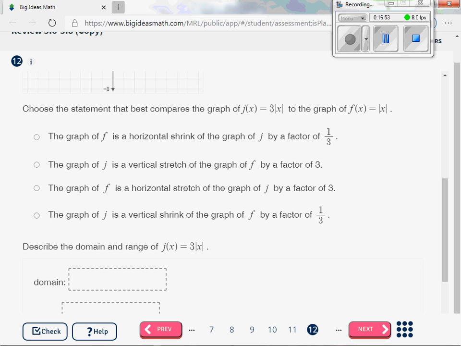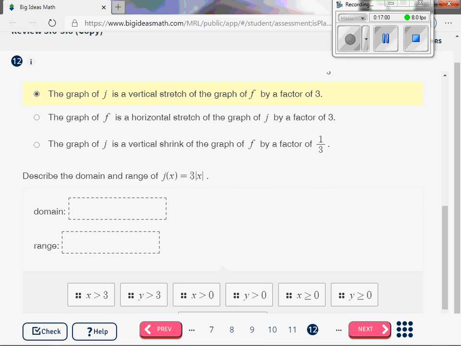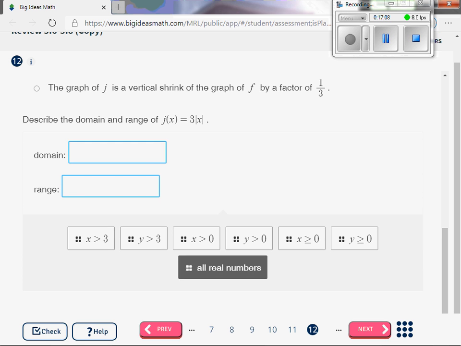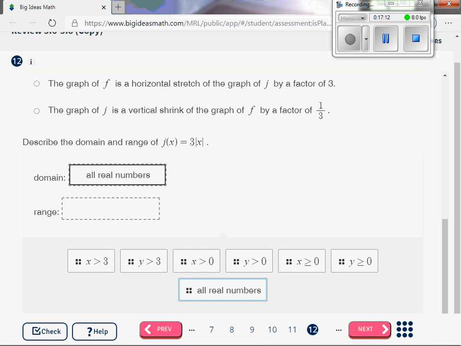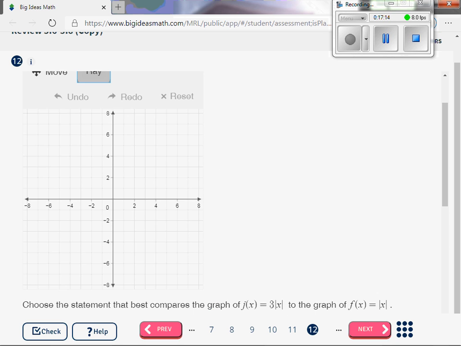Vertical or horizontal, vertical stretch or vertical shrink? It would be a vertical stretch because the number being multiplied outside the absolute value is greater than 1. Now the domain is going to be all real numbers. And we'll look at the range here in a little bit.